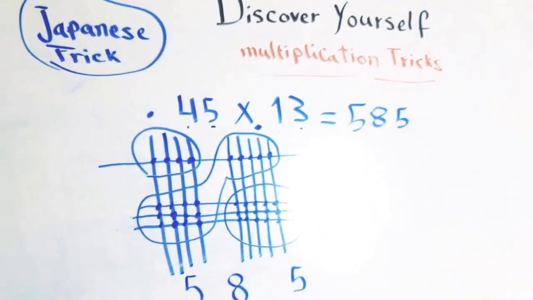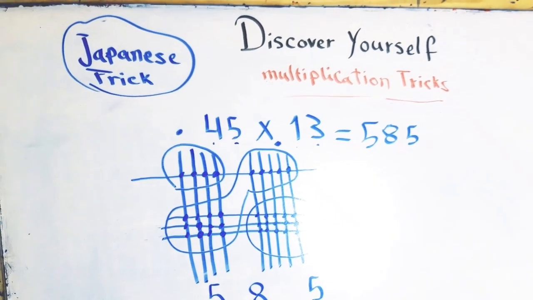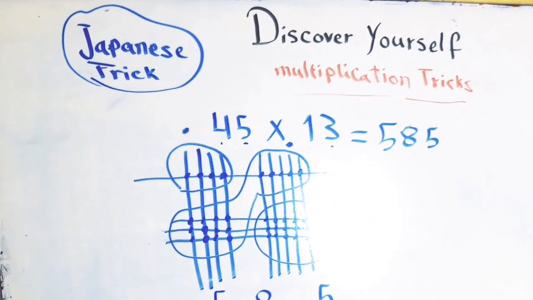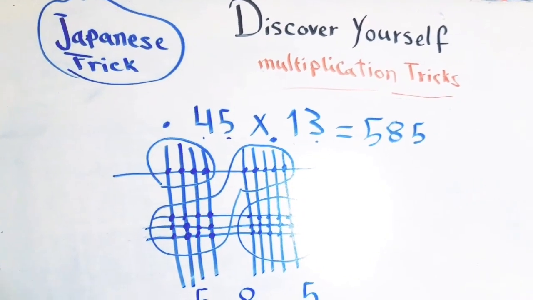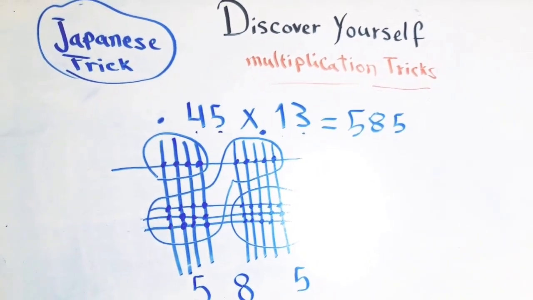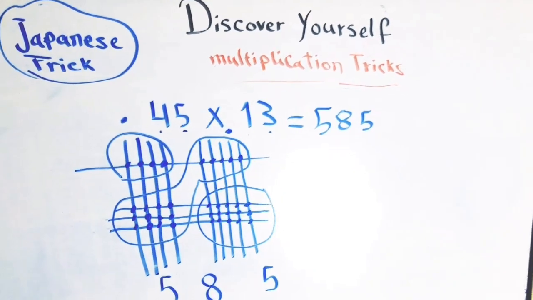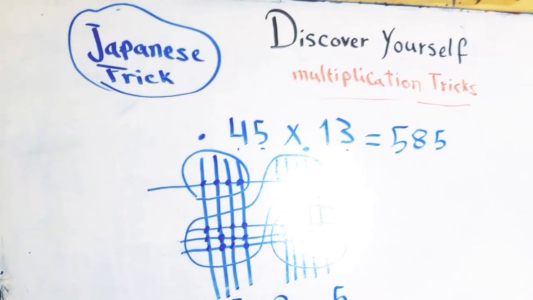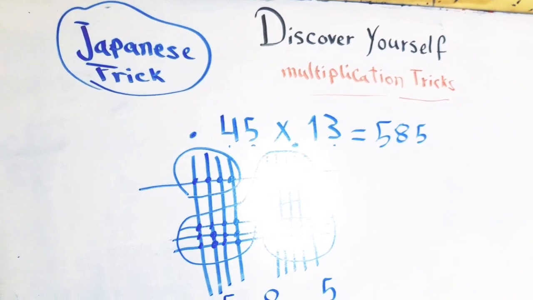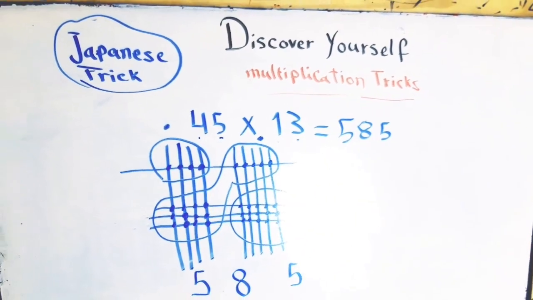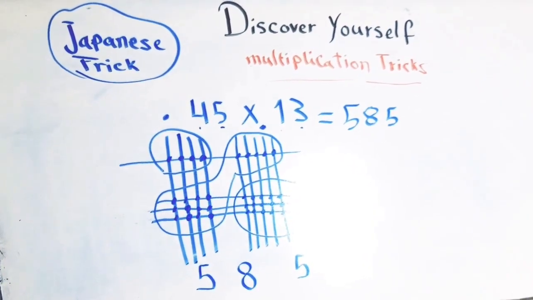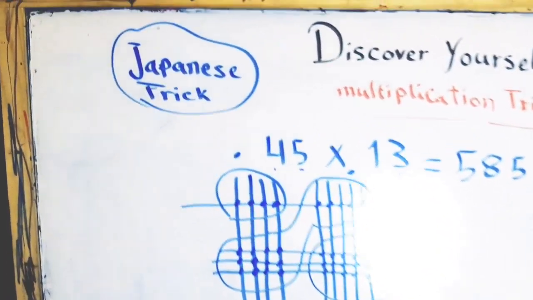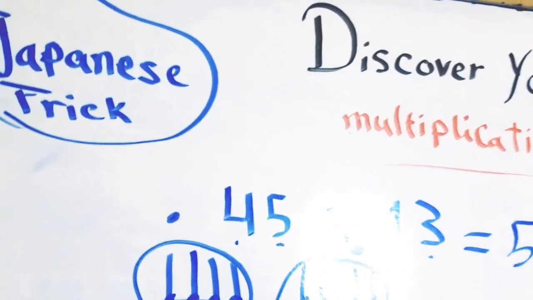I think that you enjoy the Japanese trick for multiplying a one-digit number by a one-digit number, or a two-digit number by a two-digit number. We can use the Japanese trick for multiplying larger numbers. This is the Japanese trick.